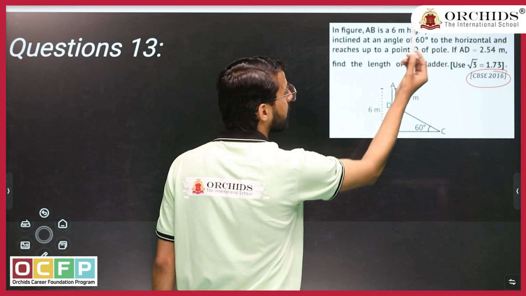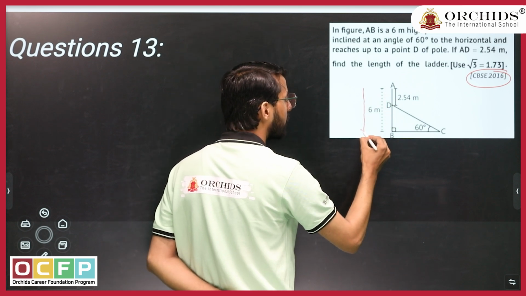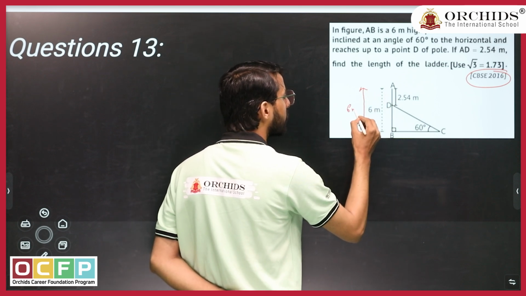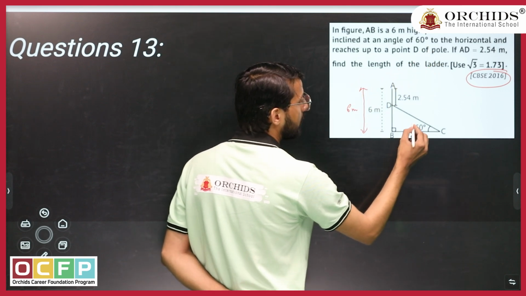AB is a 6 meter high pole. Where is AB? This overall length they have given as 6 meter, fine. And CD is a ladder, so this is your ladder.